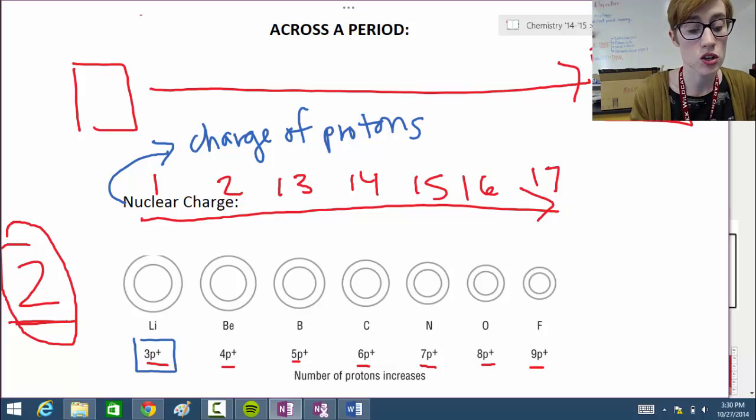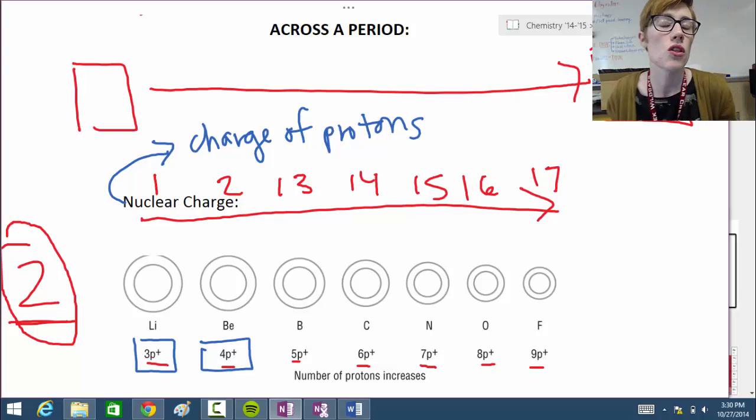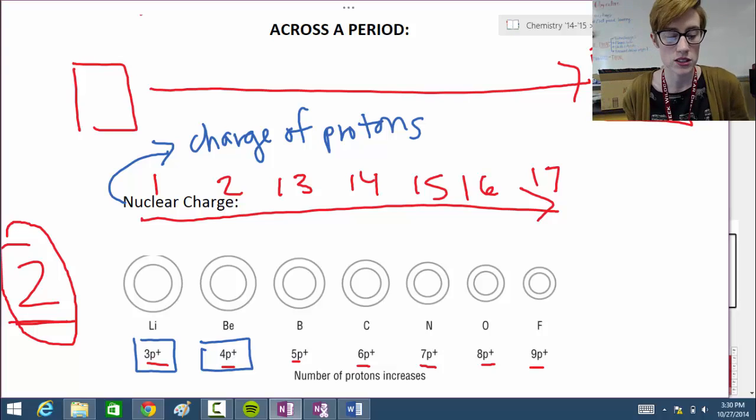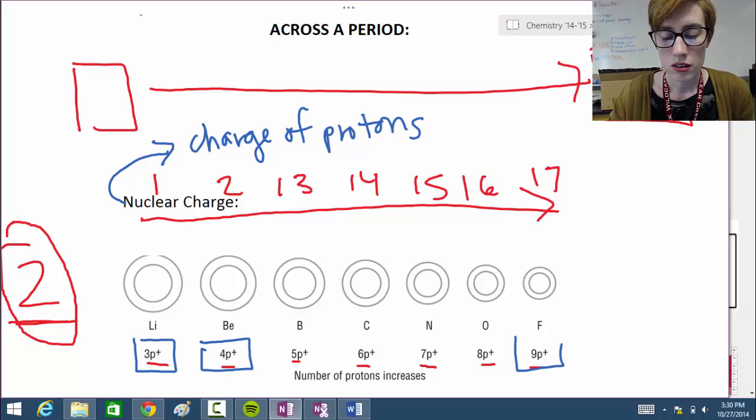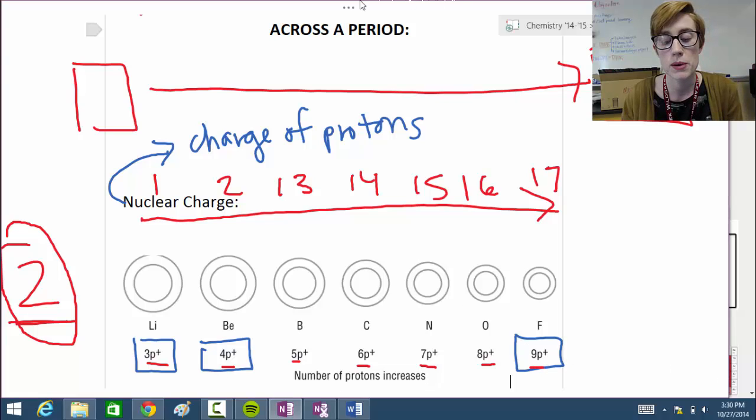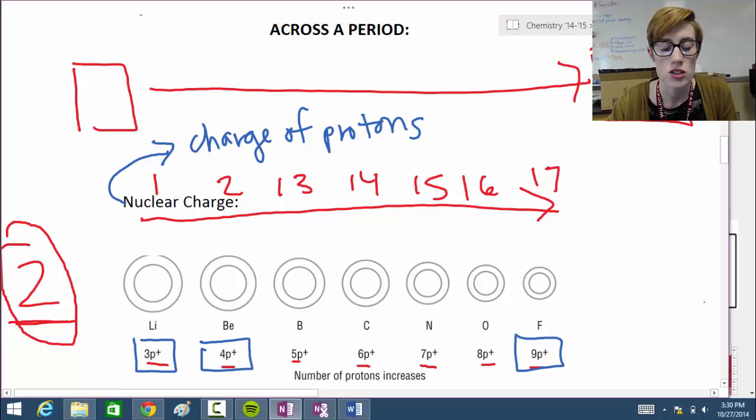Beryllium has a nuclear charge of 4+. Remember, the protons are in the nucleus, and they're the only thing that has charge in the nucleus. That's why it's called the nuclear charge. Now, compared to beryllium and lithium, fluorine has a much bigger, greater nuclear charge because it has more protons. So its charge is much higher. So is oxygen's. It's got an 8+ charge, and fluorine has a 9+ charge.